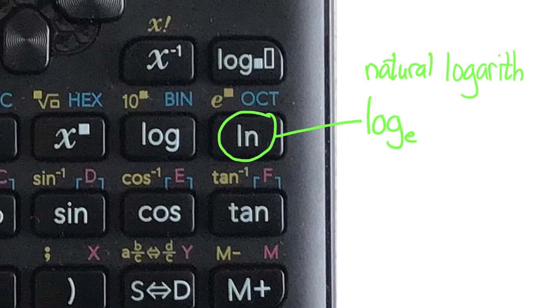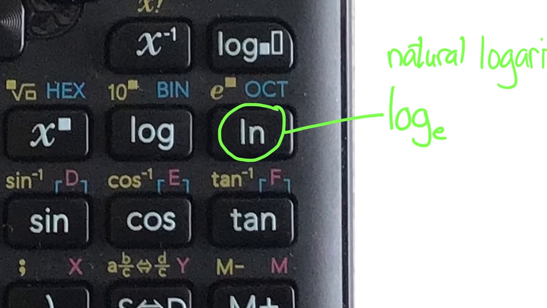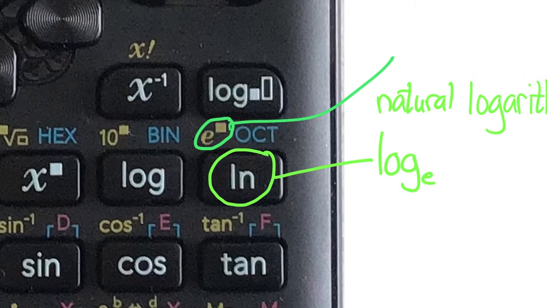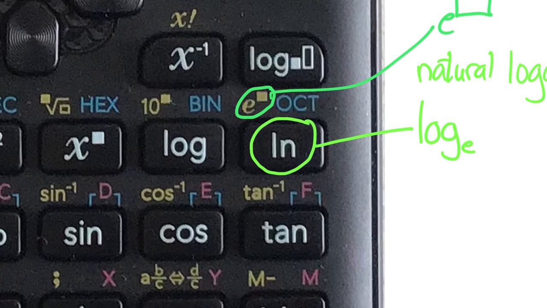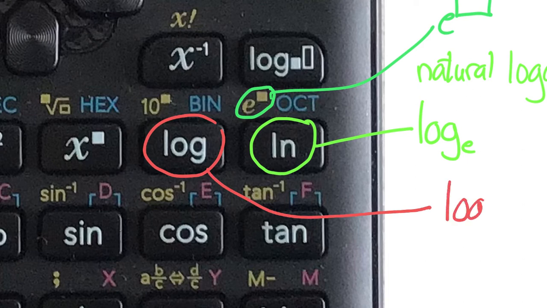And if you look carefully, you'll see in the second function, you have e to whatever exponent you want to raise it to. To the left is what we call the common logarithm. This is log base 10, which is known as the common logarithm.